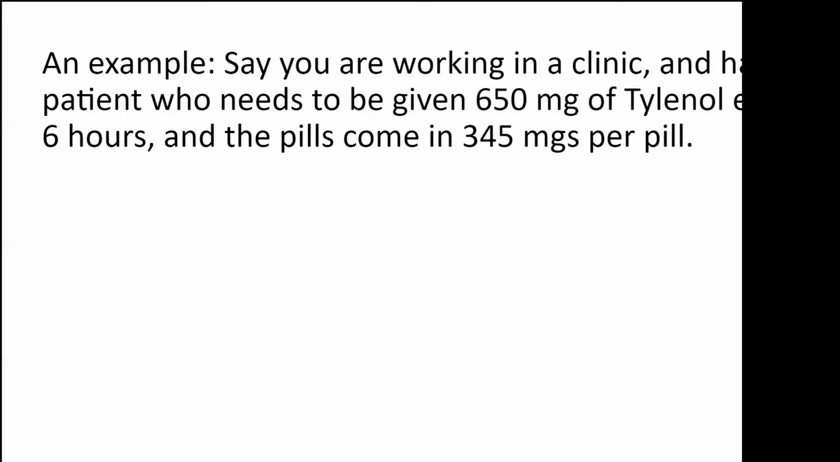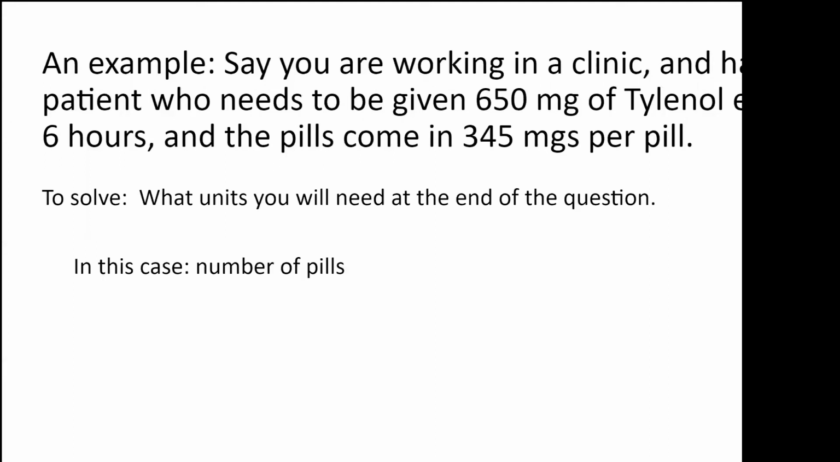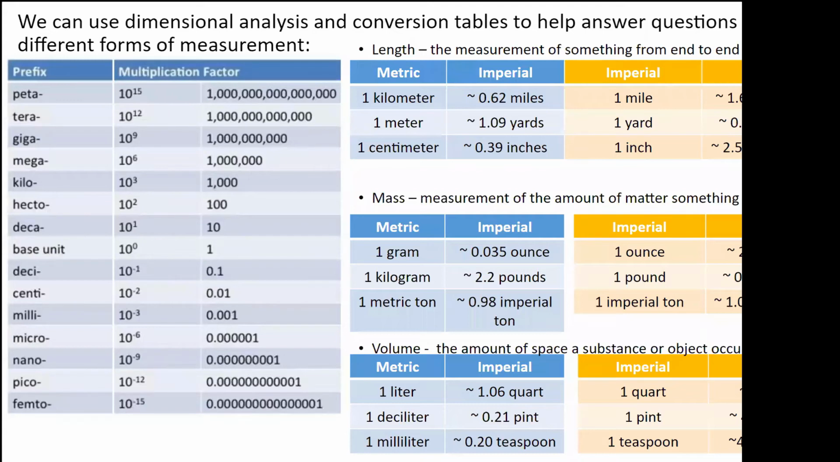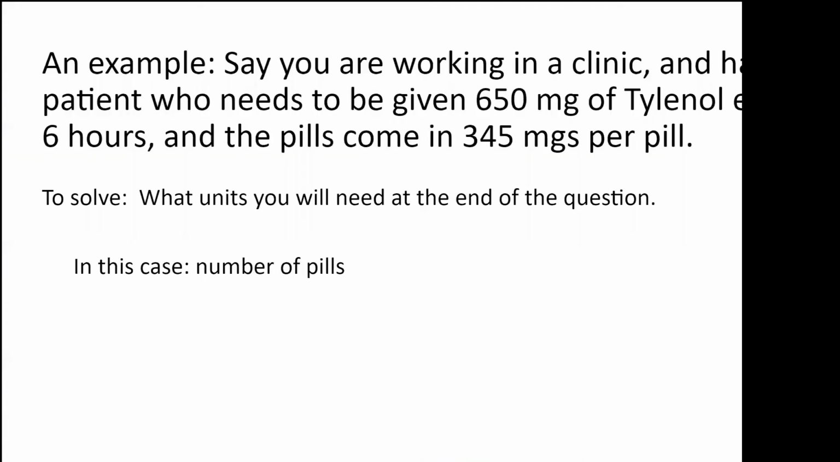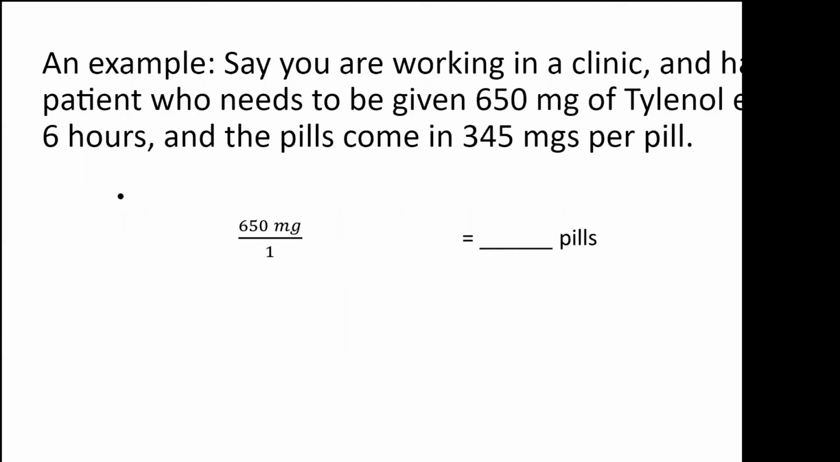The pill here is a different type of unit. So when we're setting up problems in our real life or here in lab, what we're going to do is figure out what measurement we want at the end. And then we're just going to use basically conversion tables and information in the problem itself to get to that final unit of measurement. So in this case, we know we need to give 650 milligrams. So that's something we'd pull from our question. We know that one pill, we want the number of pills at the end, that's our final unit of measurement, is 325 milligrams.